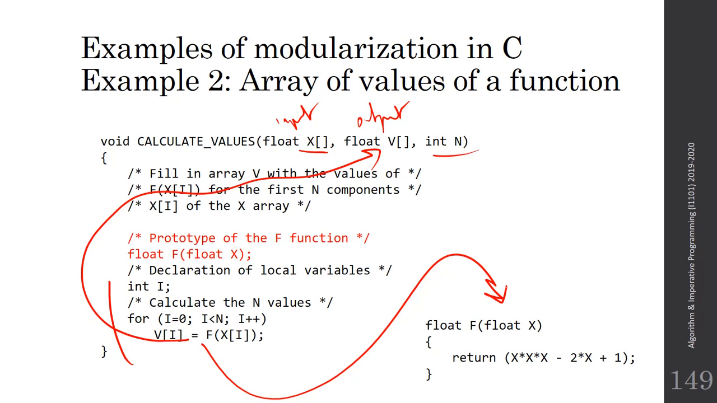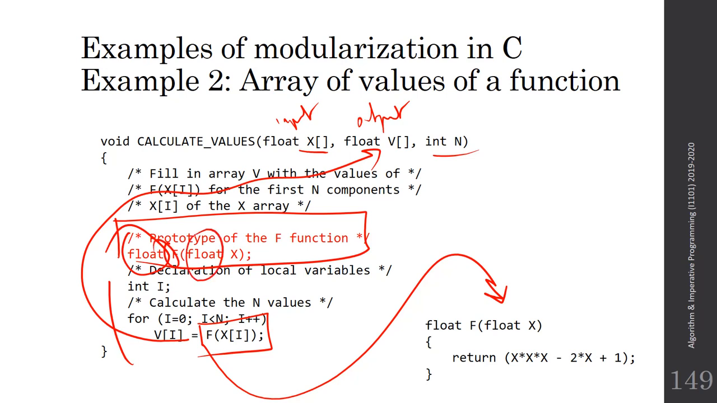Again, since I'm writing it later on in the code, and here it encountered f of x, I should give it the prototype, saying okay, later on you will see a function of type float. This is the type float. It's called f, and it takes one parameter of type float. So this is for the calculation.